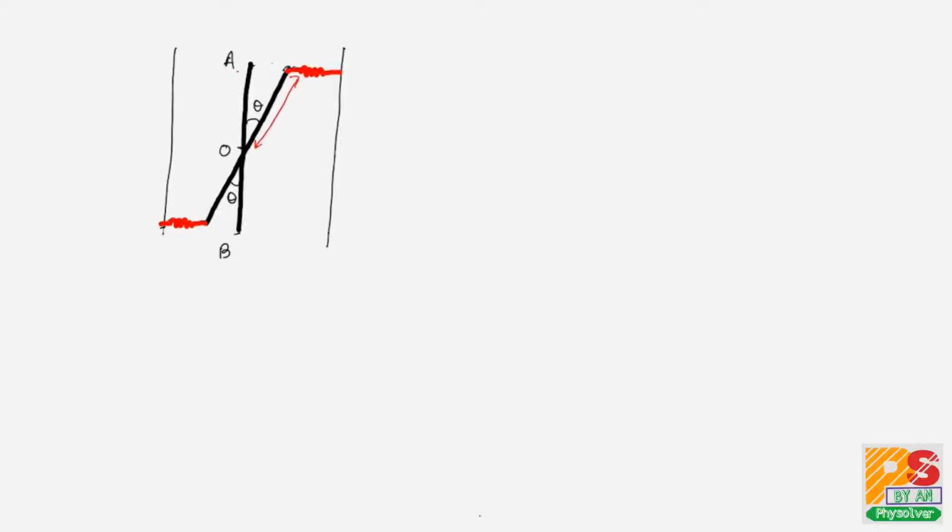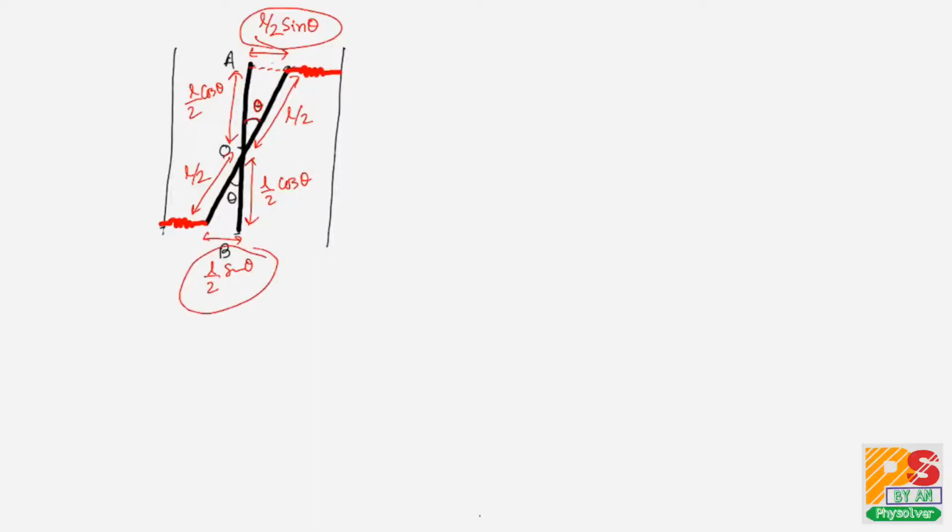This is L by 2 and this is L by 2, right or wrong? Now from simple trigonometry, this angle is theta. So this is L by 2 cos theta and this is L by 2 sin theta, right students? Therefore this is also L by 2 sin theta and this is L by 2 cos theta. Therefore these two springs are compressed by this length L by 2 sin theta, right or wrong? Since the two springs are compressed, they will push the rod like this.